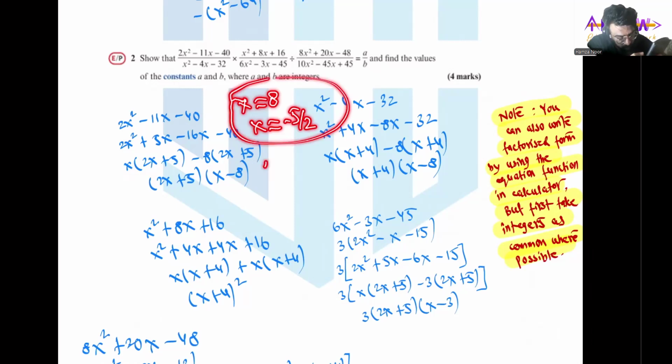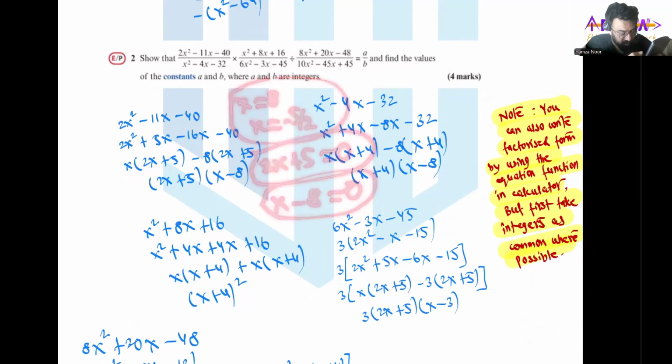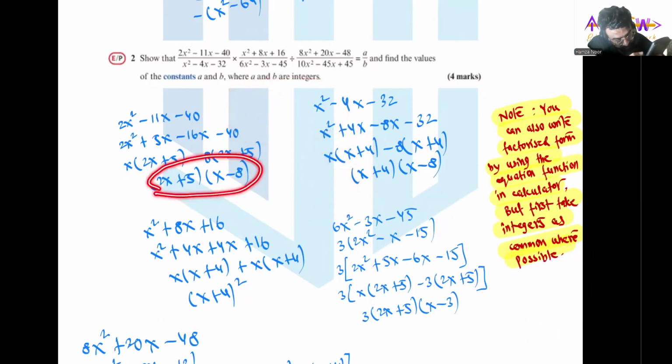So x equals minus 5 over 2 is a root when 2x plus 5 is equated with 0. And x equals 8 is a root when x minus 8 is equated with 0. So you are just going to simply write this factorized form after this very first step. First this step and then this one. And here you go. Your method mark is completed in this way.